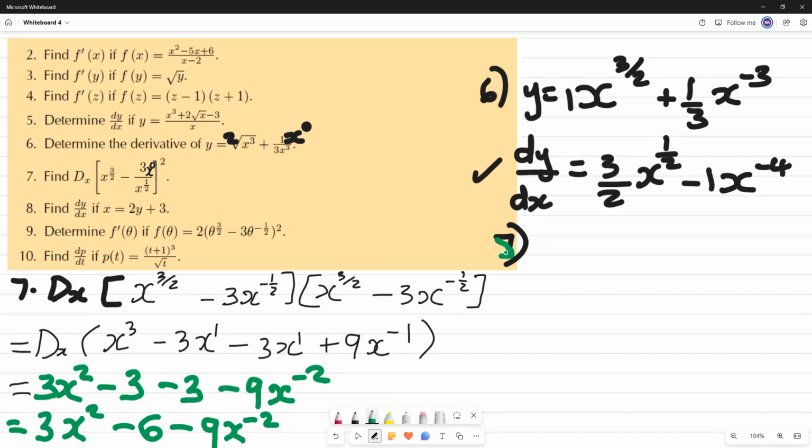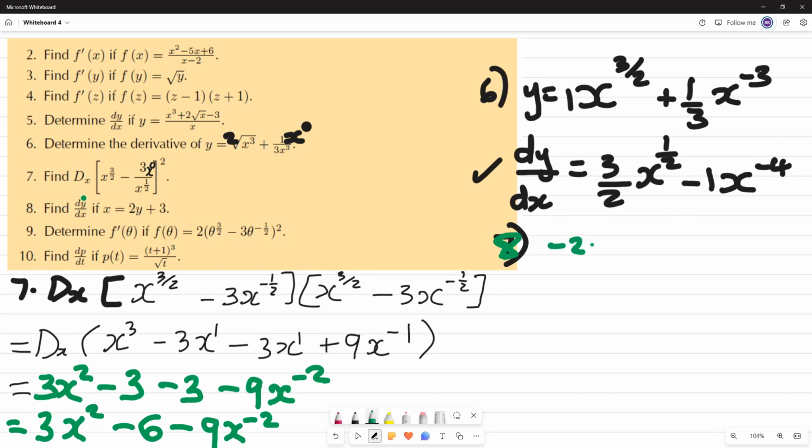Now let's do number 8 here. Number 8, they want us to get dy over dx if x is that. So here they are trying to trick us, basically. Remember, the y must be the subject of the formula. So we're firstly going to make y the subject of the formula. I'm going to flip.